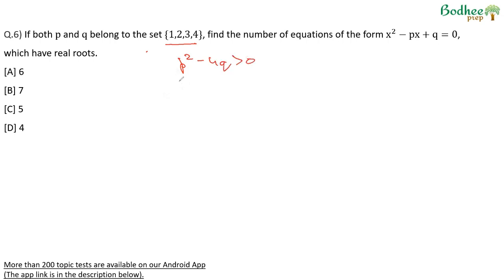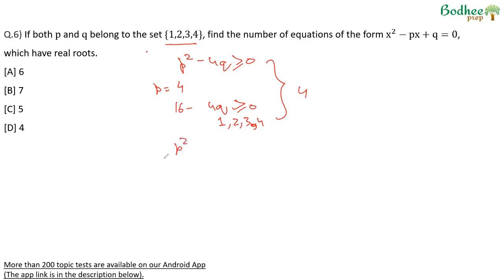If we put p equal to 4, this means 16 − 4q has to be greater than or equal to 0. So q could take values of 1, 2, 3 or 4. So this gives us 4 solutions: (4,1), (4,2), (4,3), (4,4).